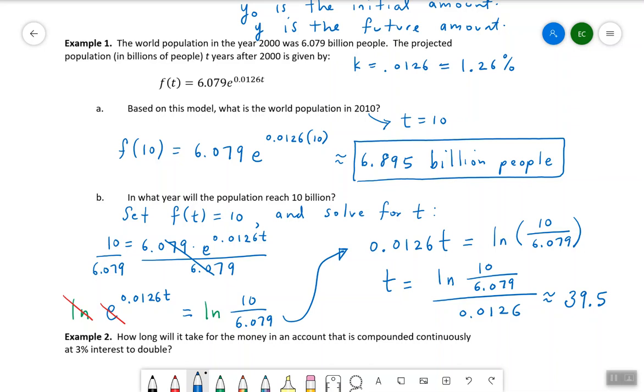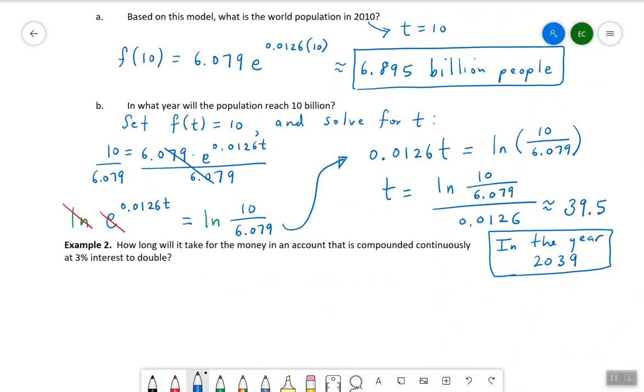So that would be the year 2039. And I guess if we assume that we're starting from January 1 in the year 2000, then we're about halfway through. The 0.5 tells us we're about halfway through the year 2039. So we don't round it up. We don't call it 2040, right? Because of the way the question is worded. In what year will the population reach 10 billion? That's in the year 2039. About halfway through the year. And we're done.